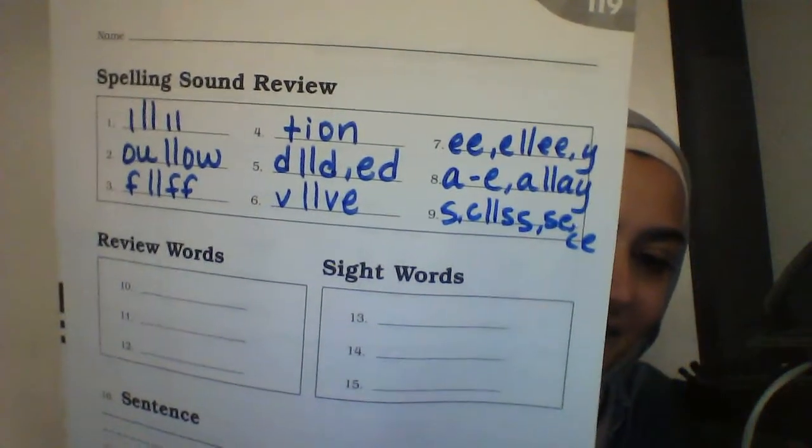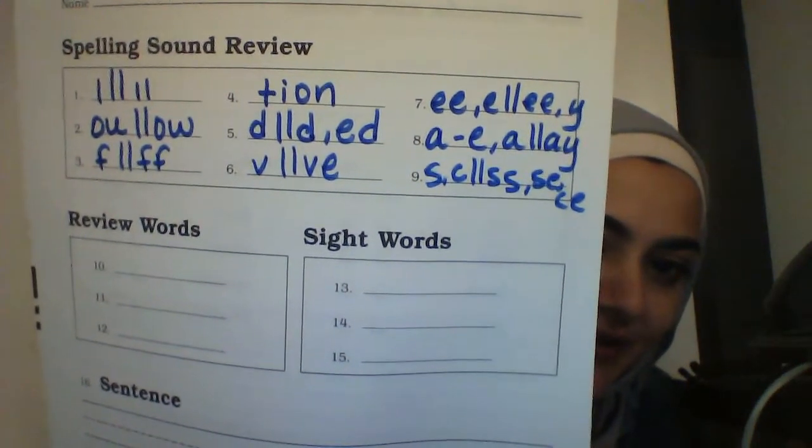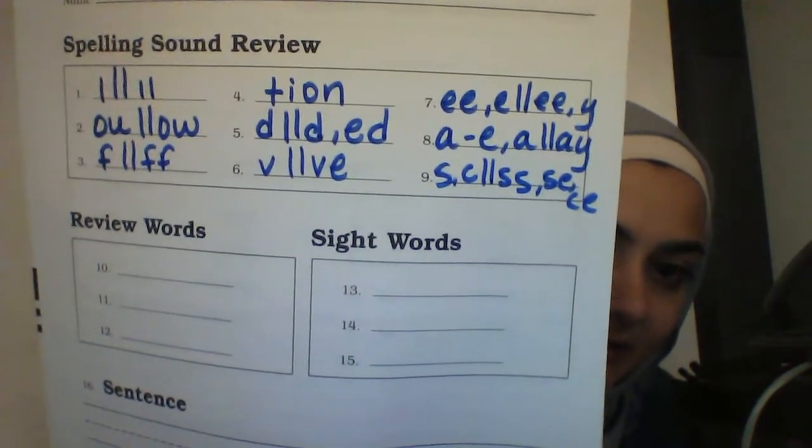All right, so your paper should look like this. If you need some time to copy this down, you can pause the video now. All right, moving on. Let's write down some review words. Next to number 10, I want you to write down the word age. Age. Number 11, race. Race. Number 12, baby.